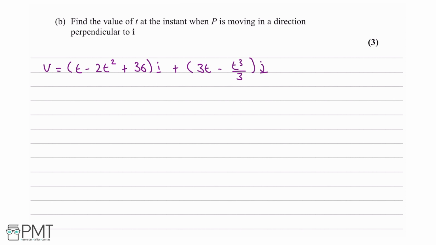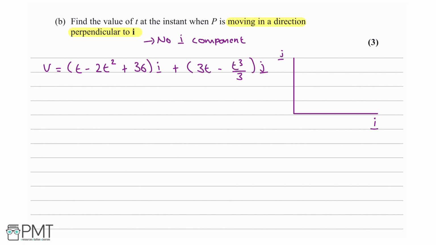Part B has asked us to find the value of t at the instant when P is moving in a direction perpendicular to i, for 3 marks. When the question says moving in a direction perpendicular to i, what this means is we are looking for when there is no i component. The reason you know that this is what you're looking for, if I was to draw a quick sort of coordinate system, something like that, we have i here and we have j here.